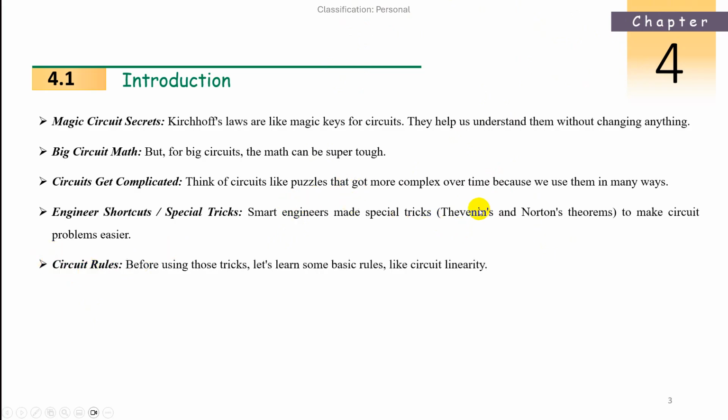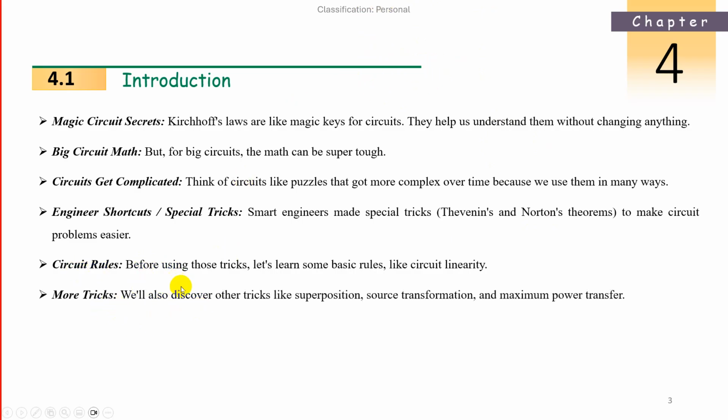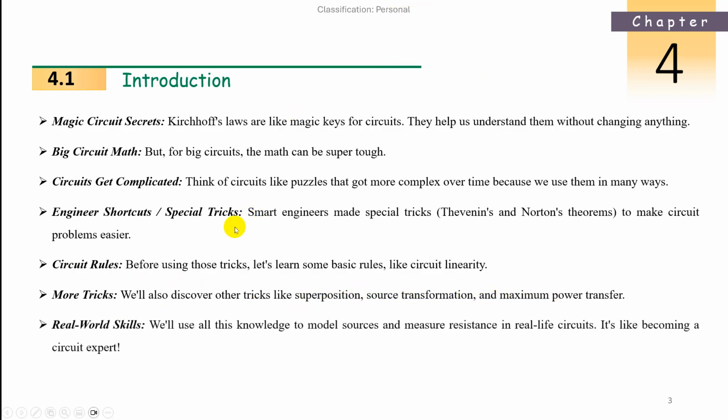Now we want to know what Thevenin's and Norton's are and how to use them. Then we have to follow some rules. Before using those tricks, let's learn some basic rules like circuit linearity. Not every circuit can be used with these tricks; there must be some rules, so we have to check its linearity. If it is a linear circuit, homogeneous and additive, then only can we use these theorems. We will also discover the tricks like superposition, source transformation and maximum power transfer theorem. So many tricks are there.